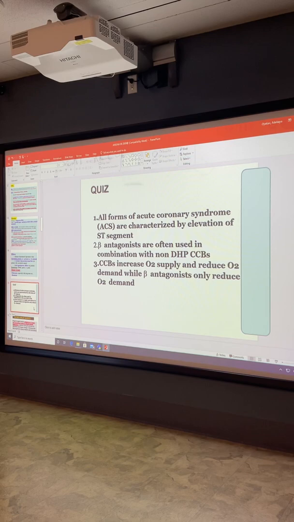The CCBs will increase oxygen supply and reduce oxygen demand. What the beta antagonists do primarily is to reduce oxygen demand, by reducing heart rate and by reducing contractility.